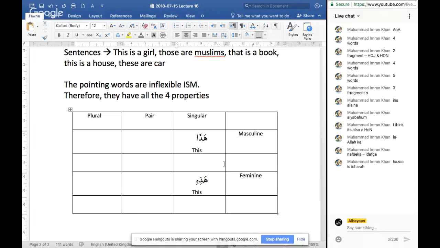Now, I'm going to park the pair for now, and I'm going to move on to plural, because I want to make it easy for you to understand and remember. If you know these two, haza and hazihi, we can move on to plural, which you also know. You have heard this in the Quran. The plural is ha'ula'i.